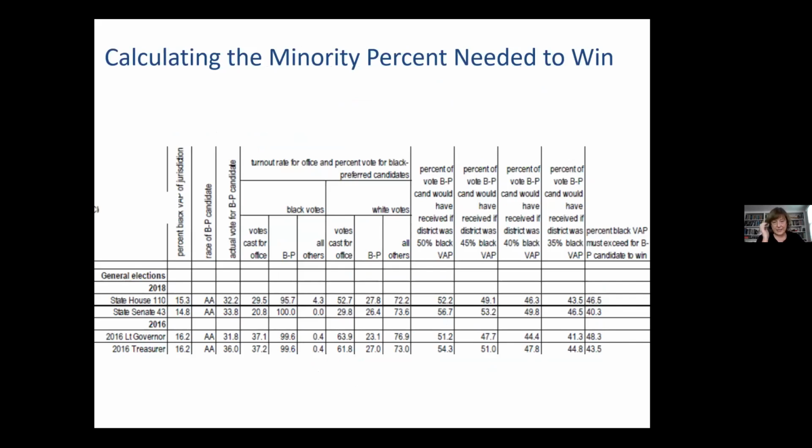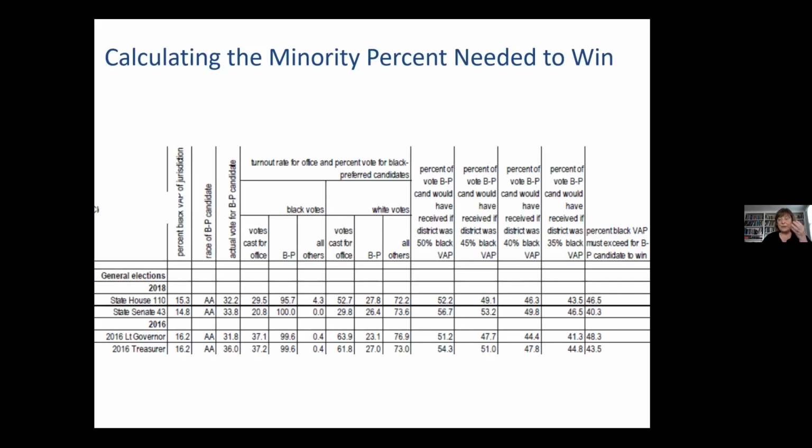So here's an example of calculating the minority percentage needed to win. I should have said this is calculated on the basis of getting 50% plus one of the vote. So if you're in a jurisdiction that has an at-large election system and you can win with 30% of the vote, this particular method isn't going to be very helpful. This is for general elections or primaries that are limited, and this will help you determine the percentage that you would need.